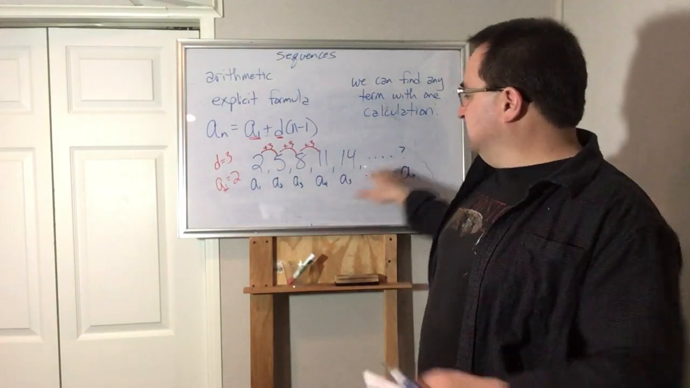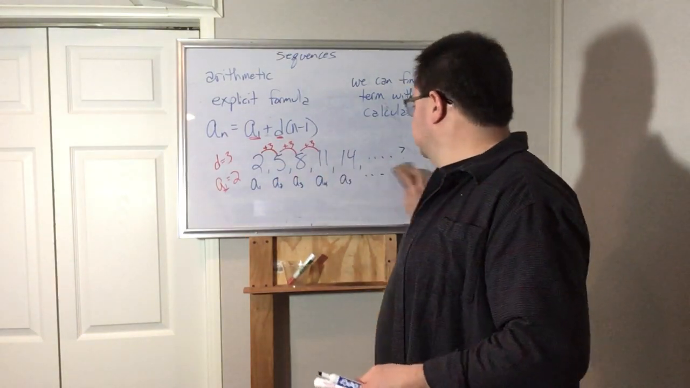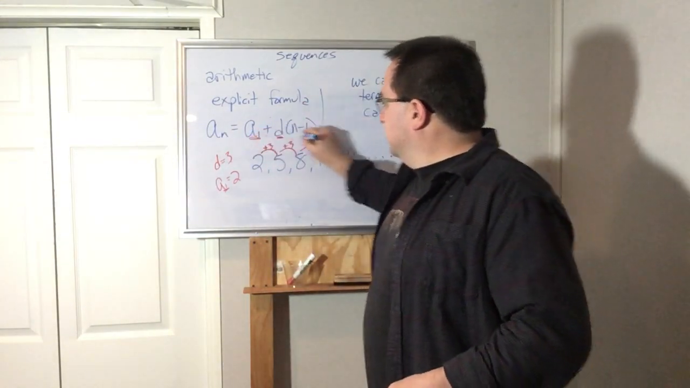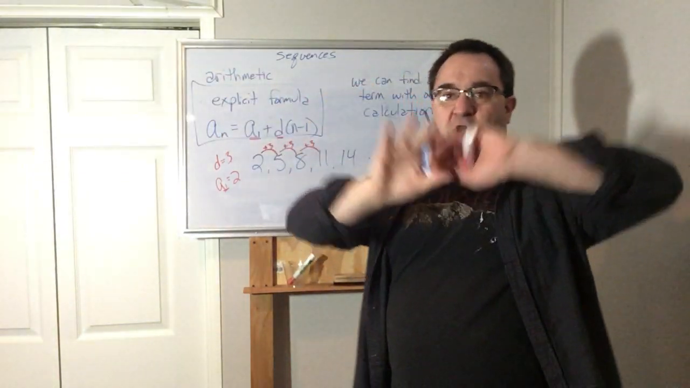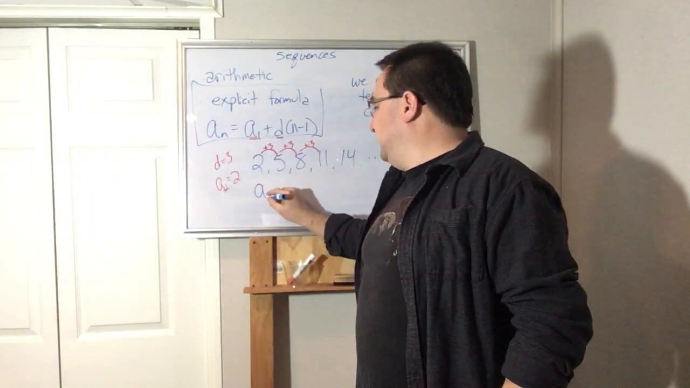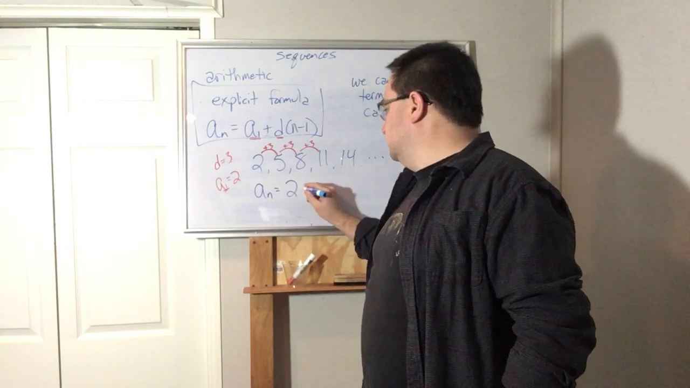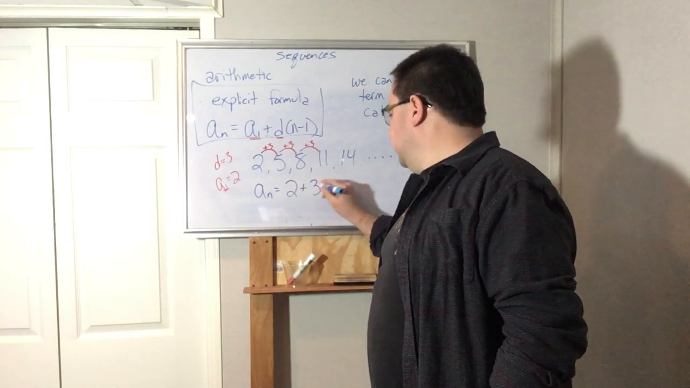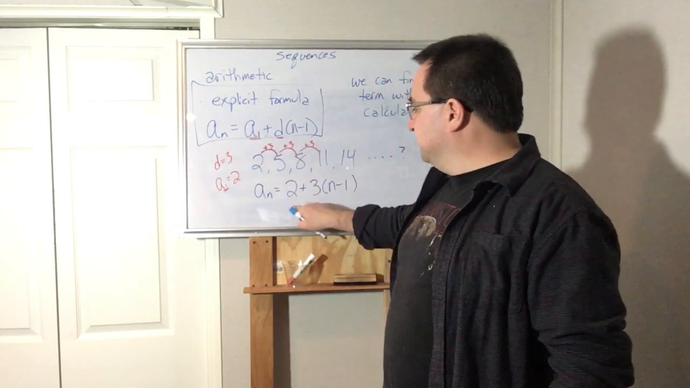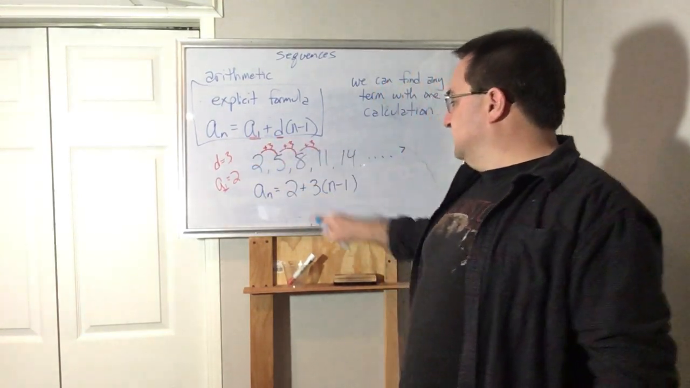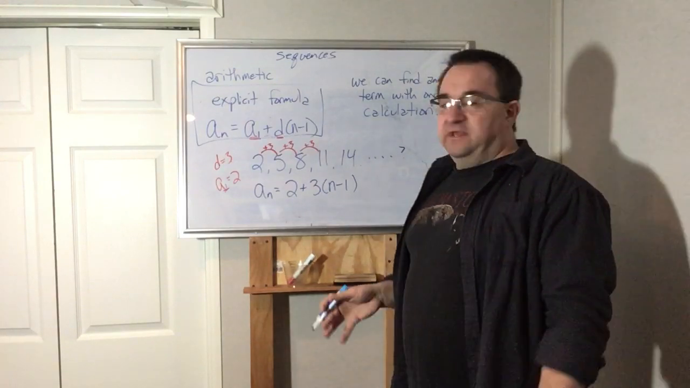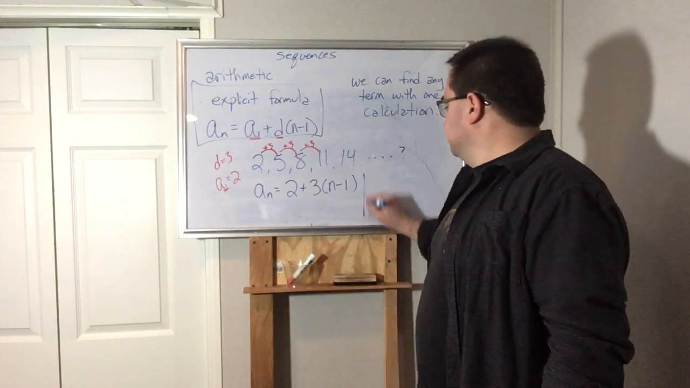So for this particular sequence, this is the formula for all of them. For this specific one, I would have a sub n equals 2 plus 3(n minus 1). See, I replaced that with the first term and that with the common difference. The n's stay put. What do the n's do? What are they there for?